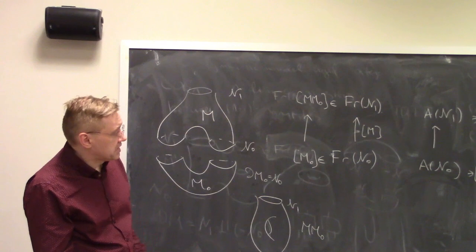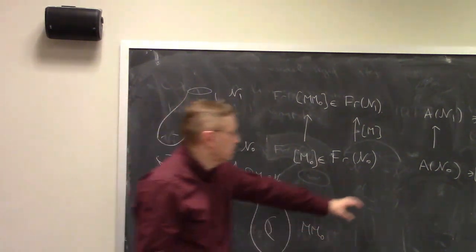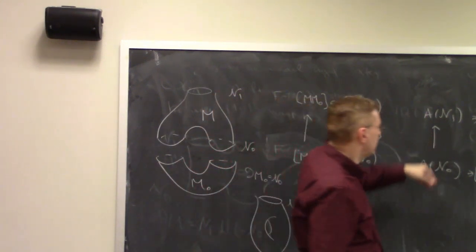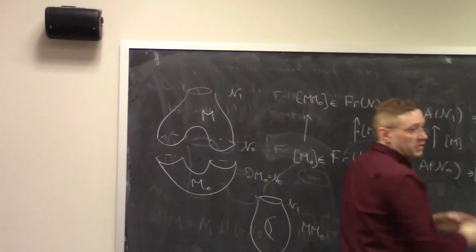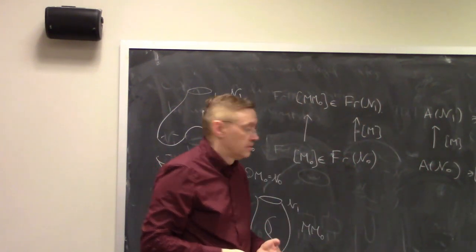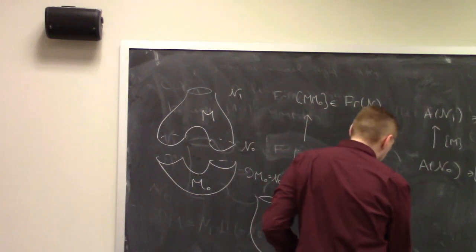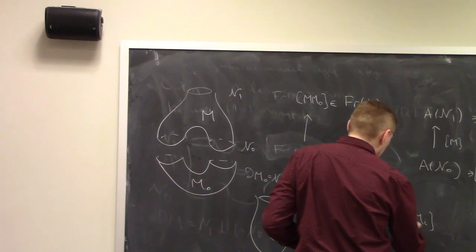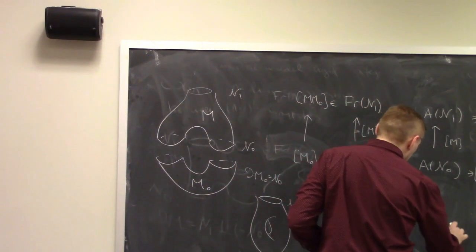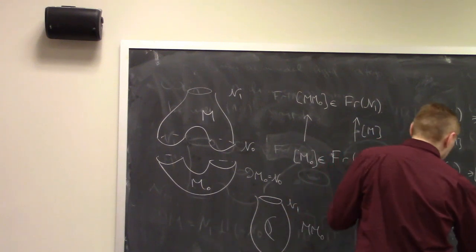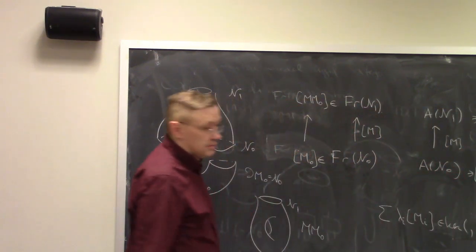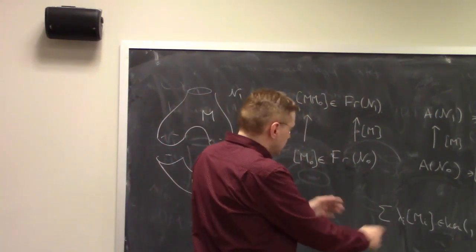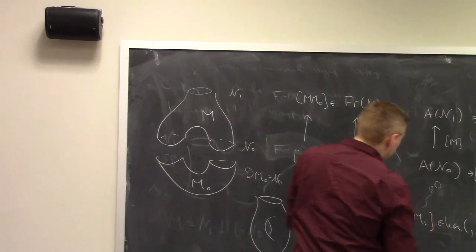And this requires checking that it respects the kernel. So if something here is in the kernel of the bilinear form, we need to check that after this application of M, it is going to be in the kernel of the bilinear form. So suppose you have an element here in the kernel, some sum of M sub i, symbol M sub i, lambda i, in the kernel of the bilinear form for n0. So it's 0 here.